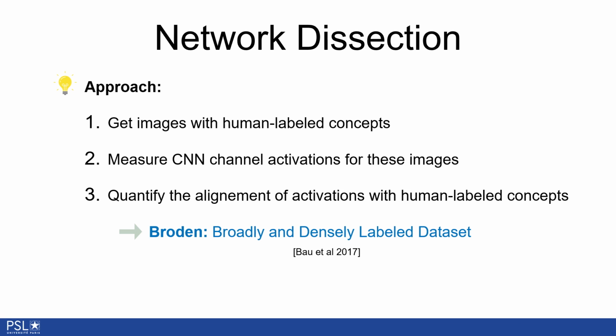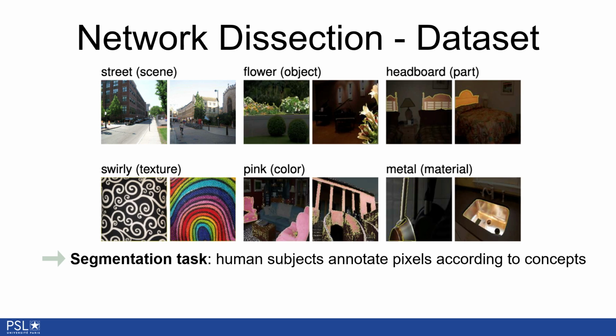To apply this approach, Bau and collaborators collected a specific image dataset labeled with human concepts. They called this dataset Broden, which stands for Broadly and Densely Labeled Dataset. This dataset plays a key role in the network dissection approach. So let me describe what it looks like. The dataset consists of images which were segmented to pixel level by human subjects, who then annotated different parts of the image with concepts at different levels of abstraction.